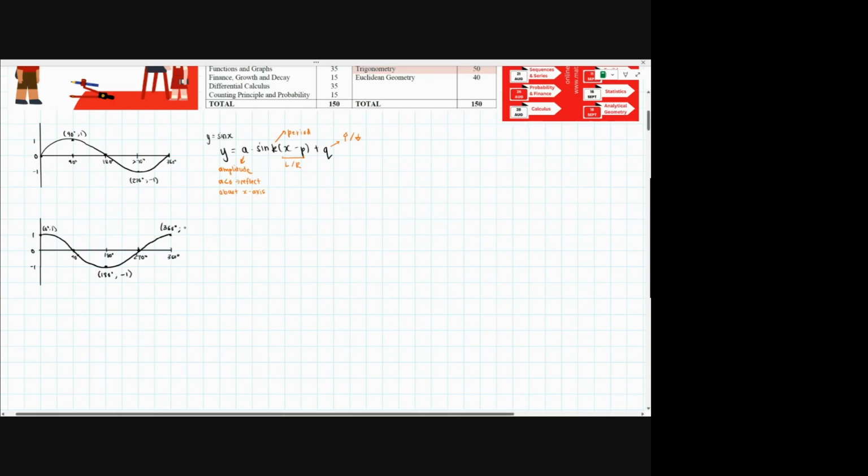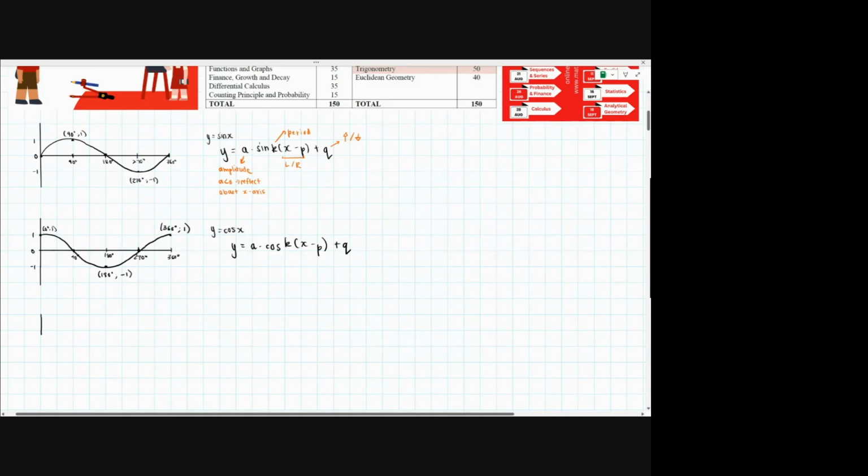Right, all of the same manipulations apply to cos. So I've drawn the graph of y equals cos x, but I can manipulate it in the same way. I can change the amplitude, I can change the period, I can shift it left or right, or I could shift it up or down.